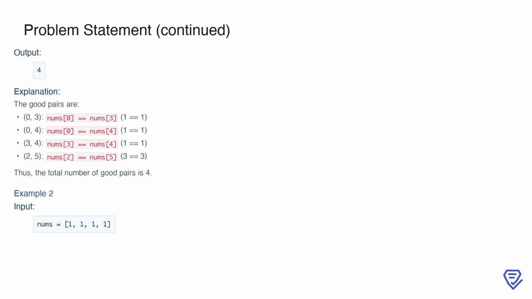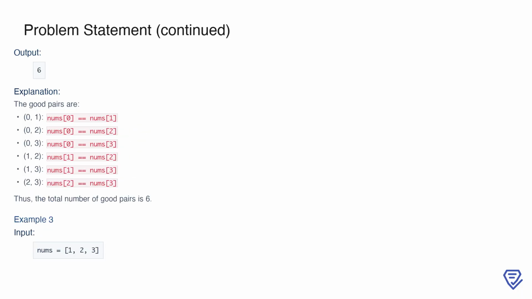Let's break this down. For the pair (0, 3), the value at nums[0] is 1, and the value at nums[3] is also 1, so they are equal. Furthermore, the index 0 is less than 3, so this is a good pair. Similarly, (0, 4) is a good pair because nums[0] and nums[4] are both 1 and 0 is less than 4. The same logic applies to the other pairs: (3, 4), where nums[3] equals nums[4], and (2, 5), where nums[2] equals nums[5]. Adding up all these pairs, we get a total of 4 good pairs.